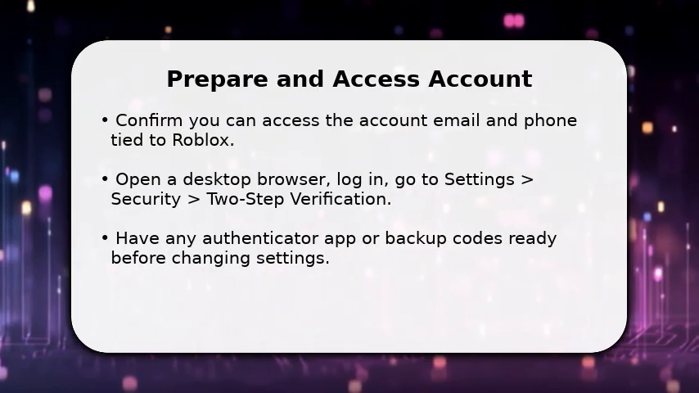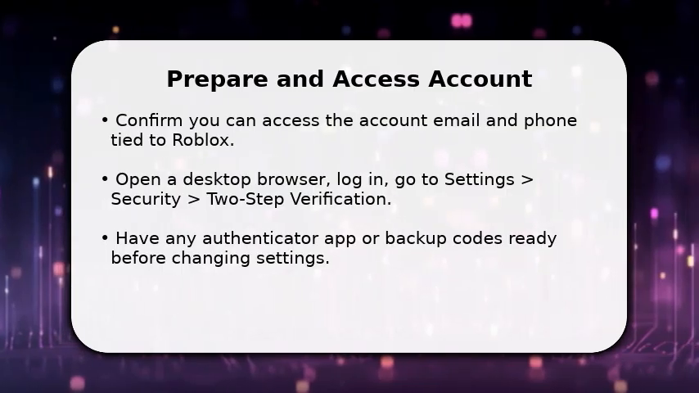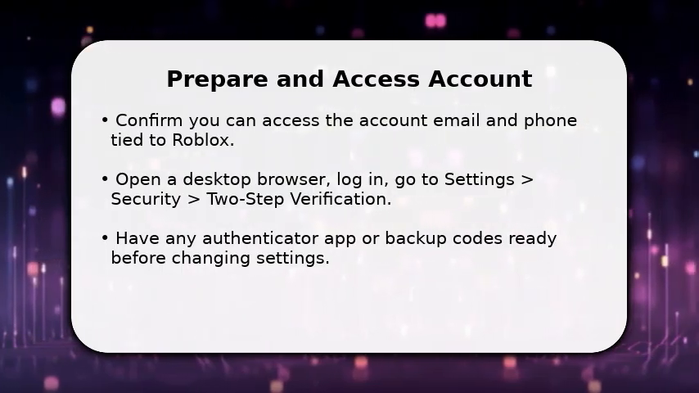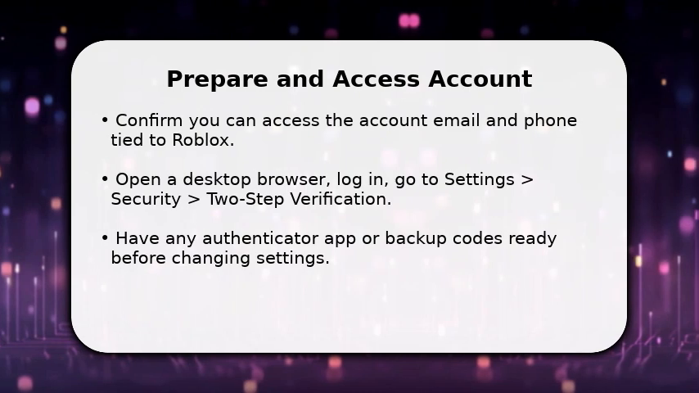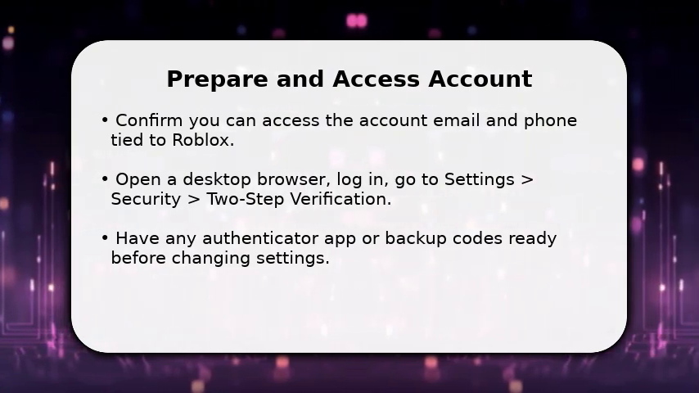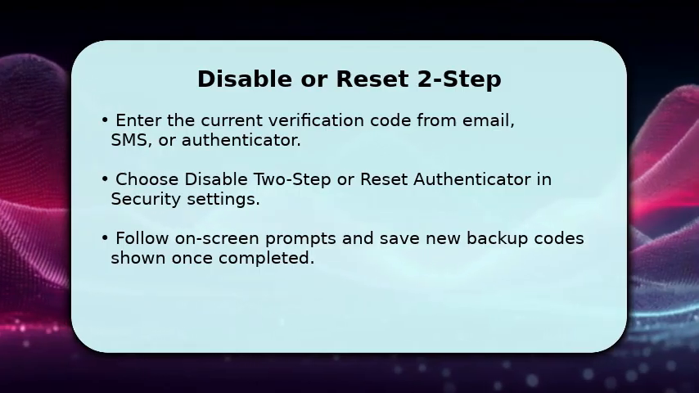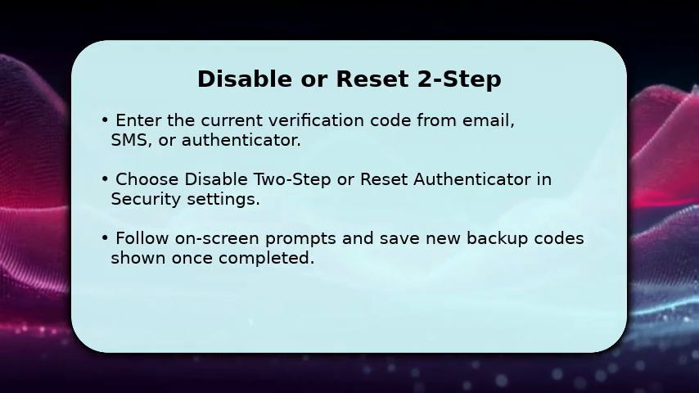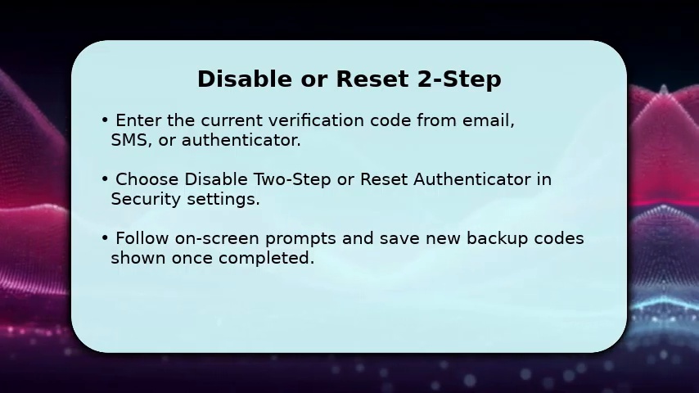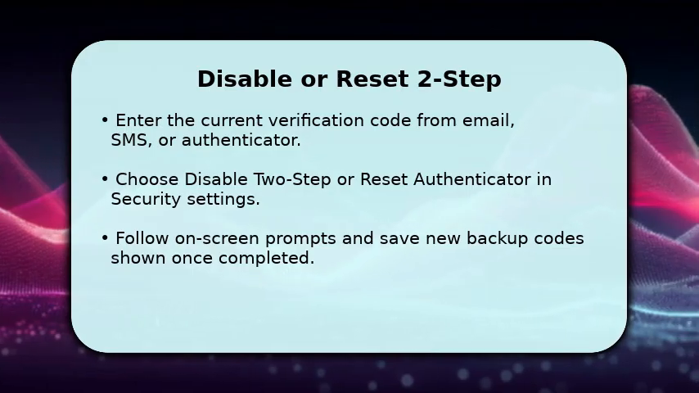confirm changes. If you don't see the Security tab, make sure you're fully logged in as the account owner and not a secondary session. Once on the two-step verification page, enter the current verification code sent to your email, SMS, or Authenticator app so Roblox can verify you. Then select Disable Two-Step or choose Reset Authenticator if you're switching apps. This ensures the old method stops asking for codes.